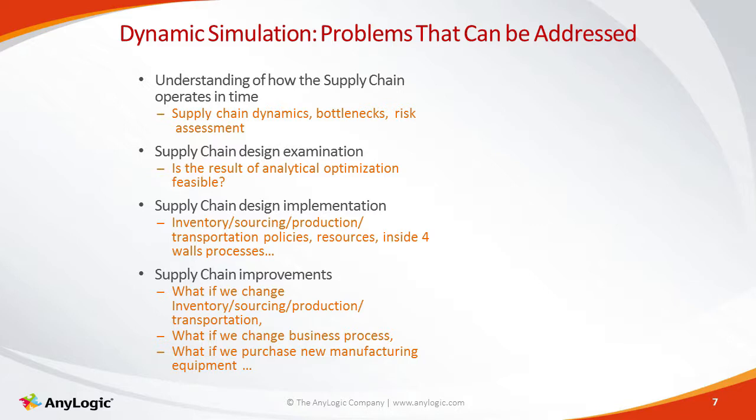Then, let's say you used an analytical approach to find the configuration of the supply chain. Then, how to be sure that this configuration makes sense, that it will work? So, how to check its feasibility? Because in the analytical world, we use things like throughput, but in the real world, we have capacity.